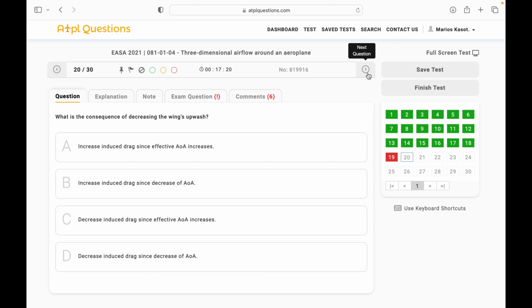What is the consequence of decreasing the wings upwash? Increase induced drag since effective angle of attack increases. Increase induced drag since angle of attack increases. Decrease induced drag since effective angle of attack increases. And increase and decrease induced drag since decrease of angle of attack.